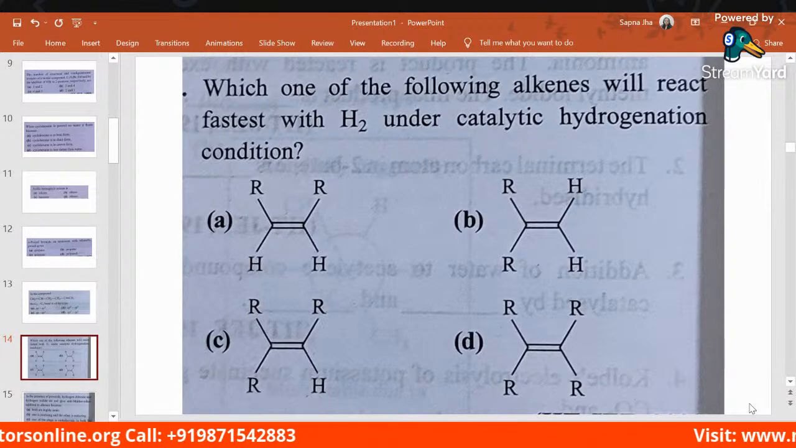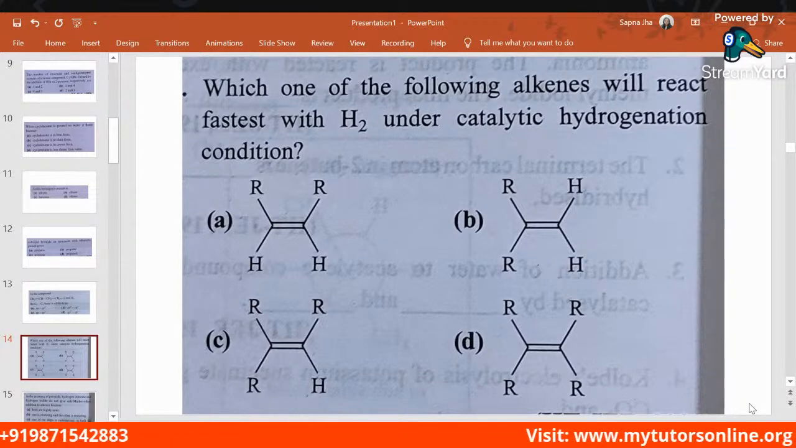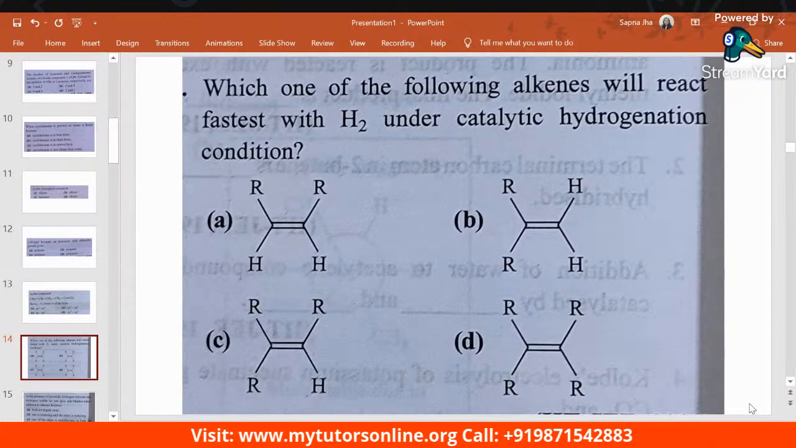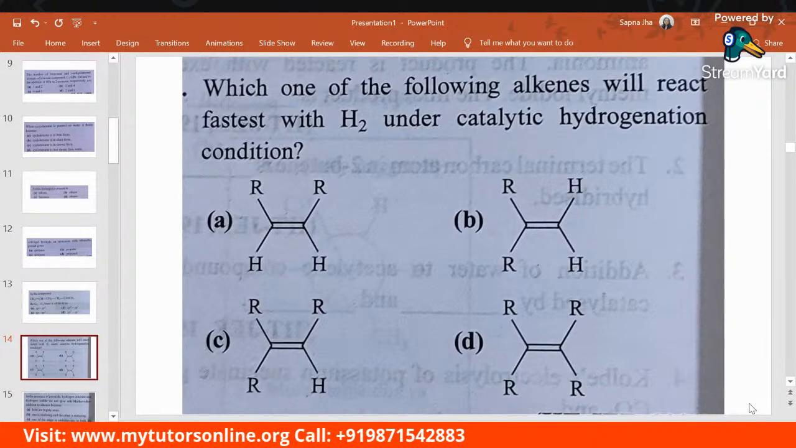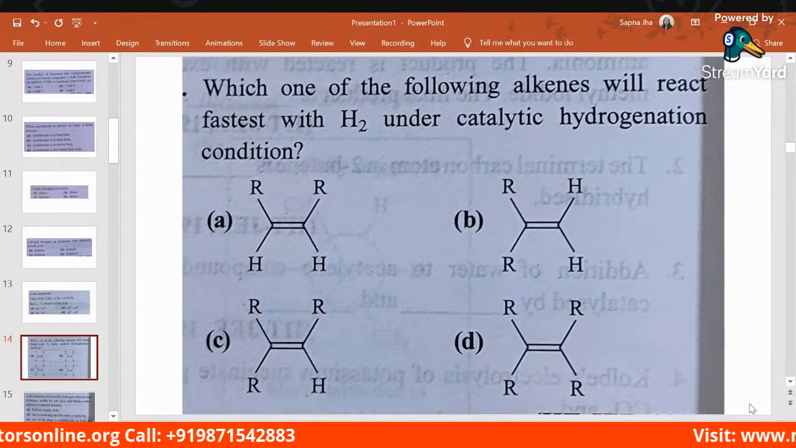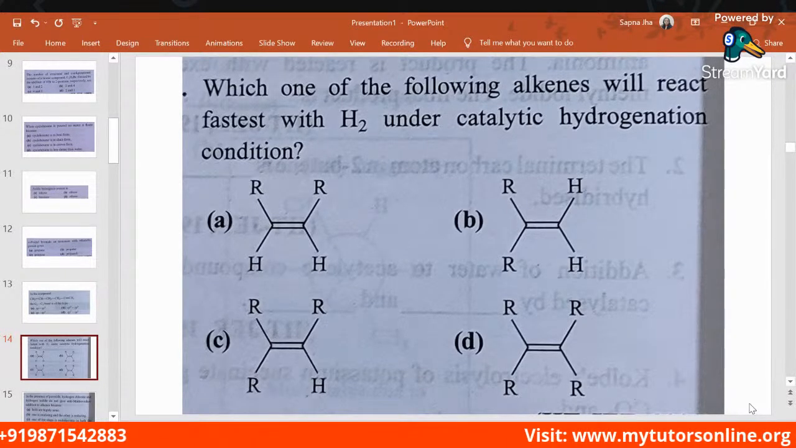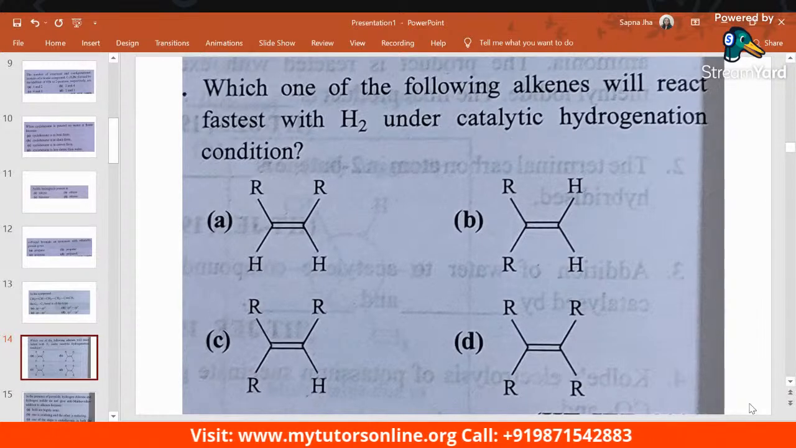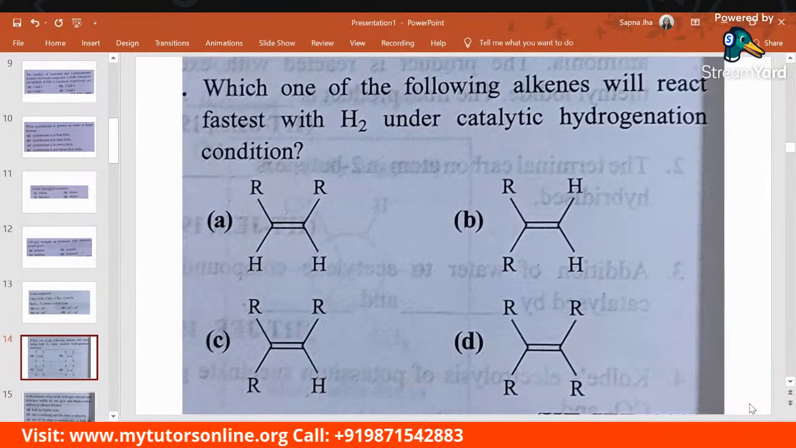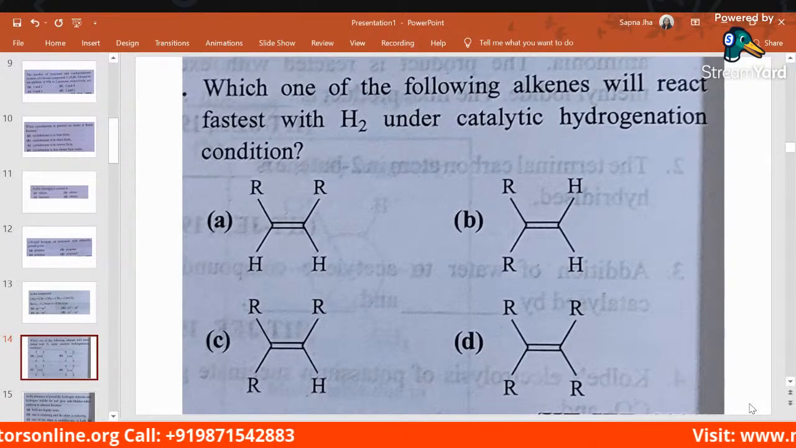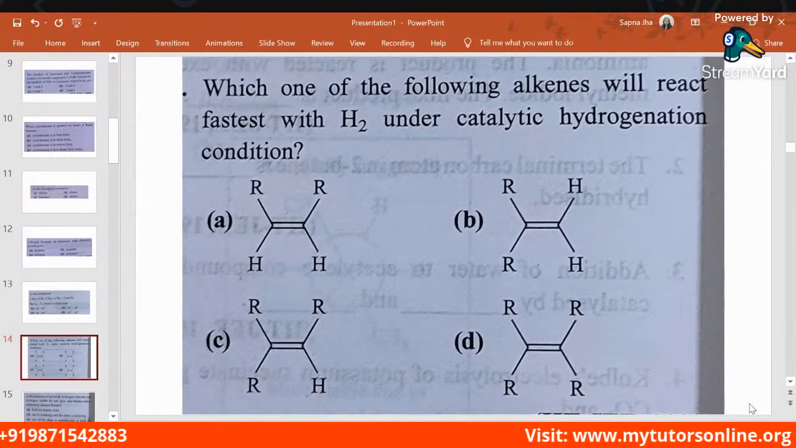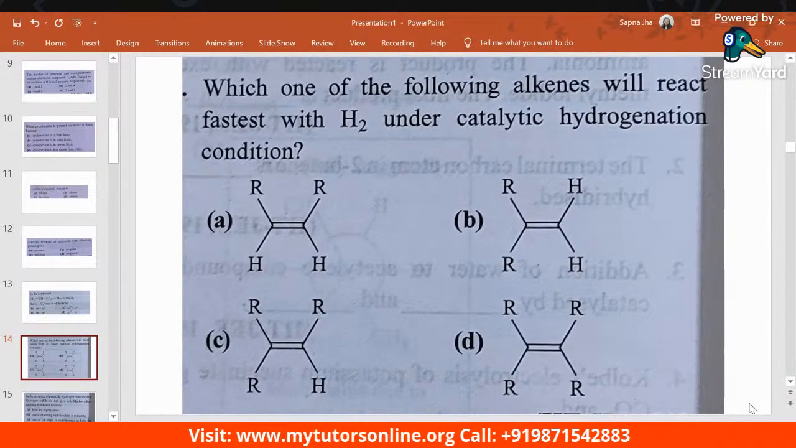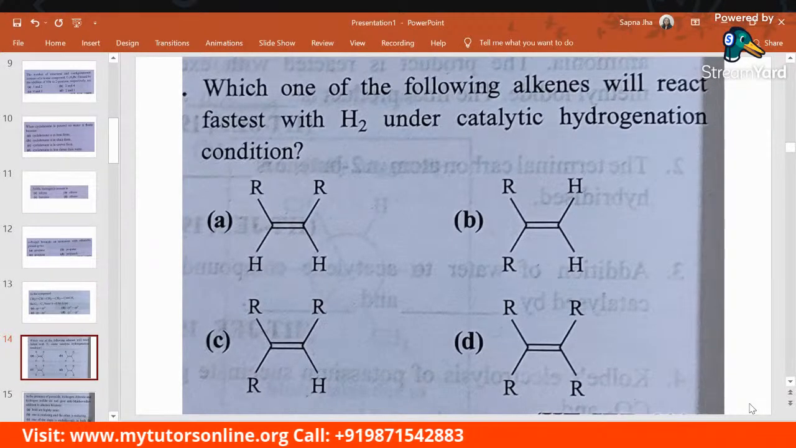So Arihant, Harth, everybody try. It's not D. You have to find which one is having the least steric hindrance. So it will react the fastest. D is having four R groups. So it is having the maximum steric hindrance. And when steric hindrance is there, the compound cannot react so fast with H2. I have already given so many hints.